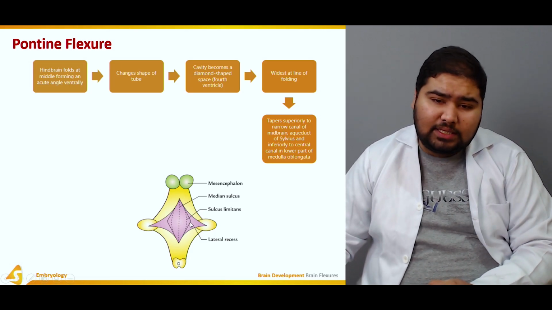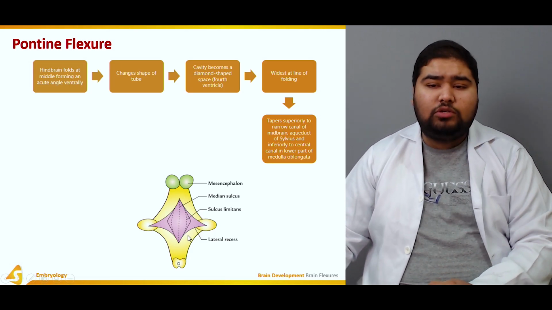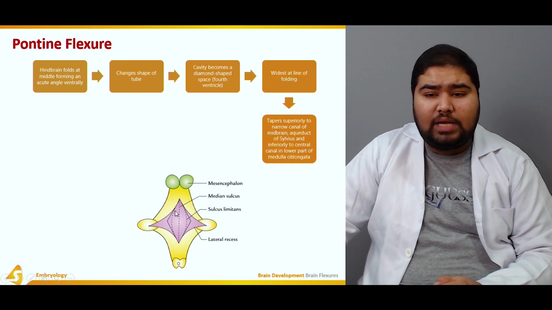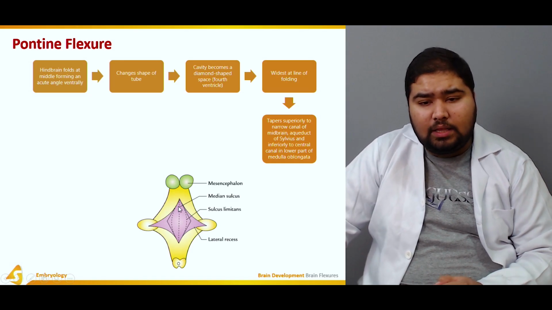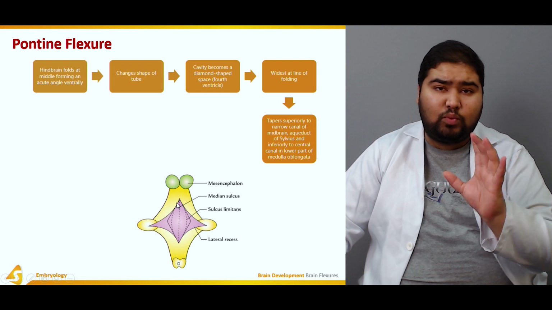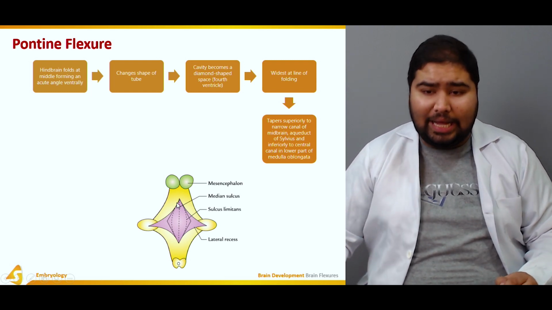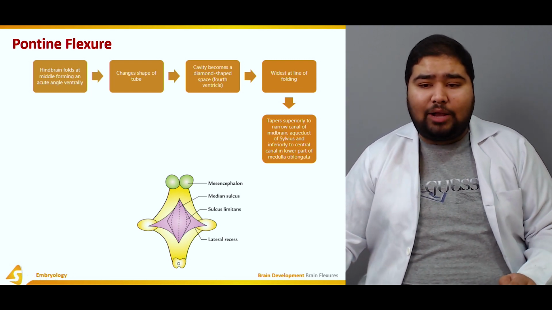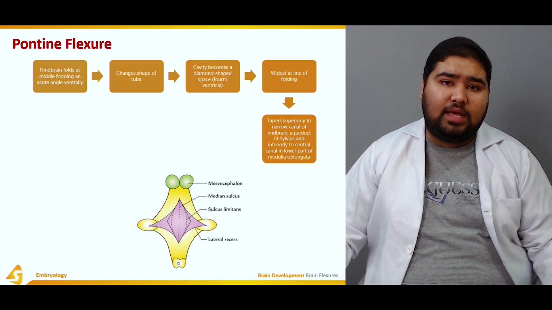Here you can see there's superior tapering. So it tapers superiorly to a narrow canal of the midbrain. Here, this is the narrow canal. This area is where the narrow canal of the midbrain lies, which is the aqueduct of Sylvius.